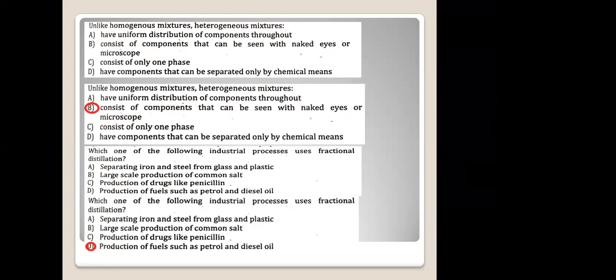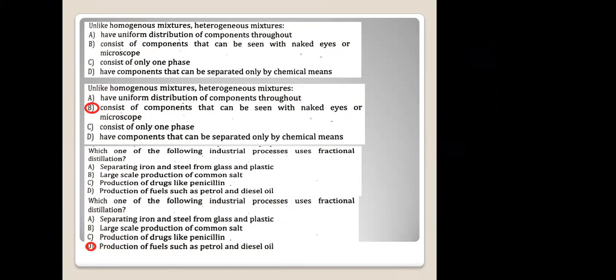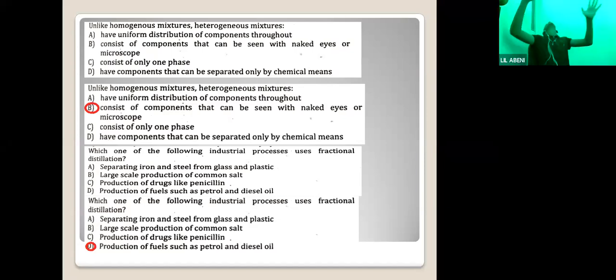What about common salt? Evaporation. Yes, we have salt pans. The sun heats it up and we have salt produced. So salt is separated by evaporation. And what about manufacturing drugs like penicillin? Anybody knows? Not really. For drugs, for large scale, yes, filtration followed by evaporation and crystallization. Okay, remember that for this lesson. Yes, that's right.